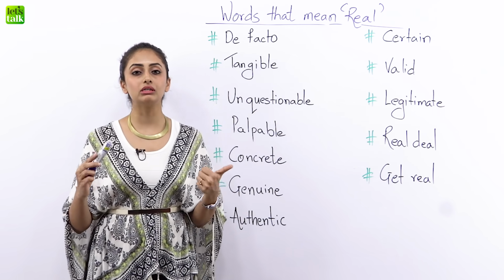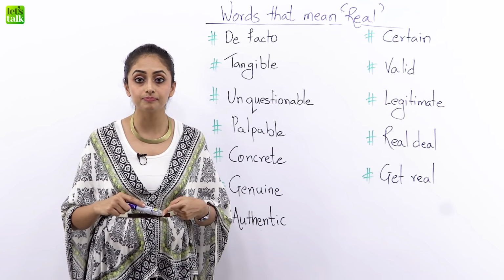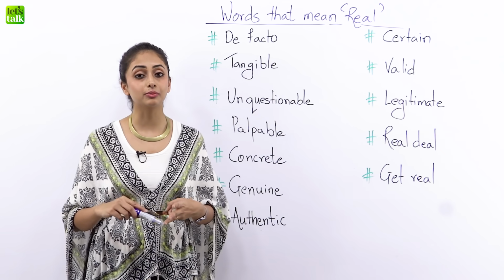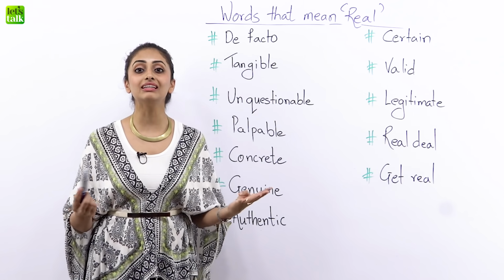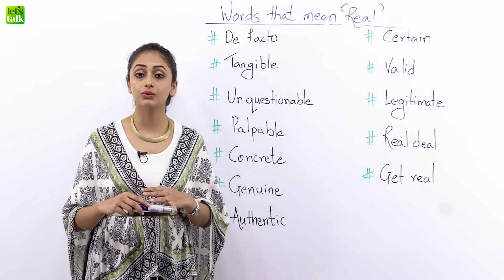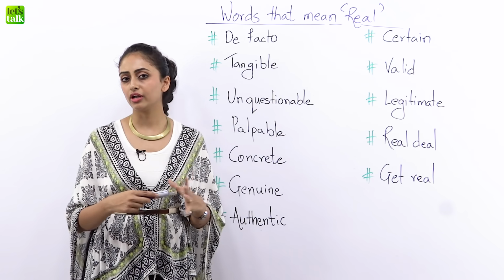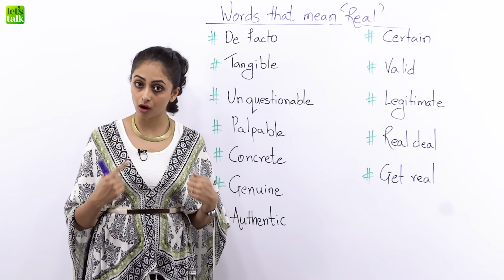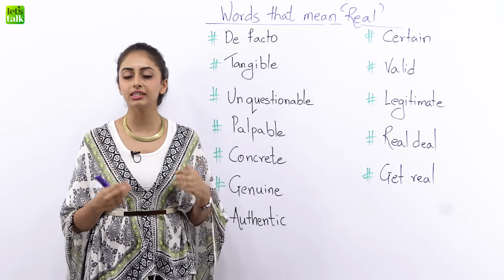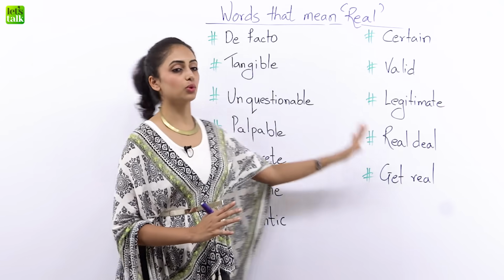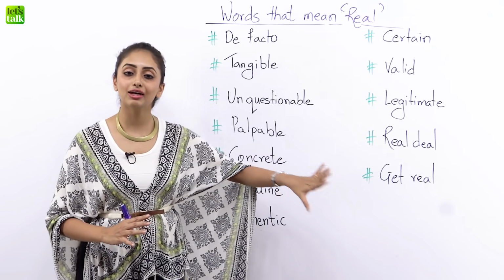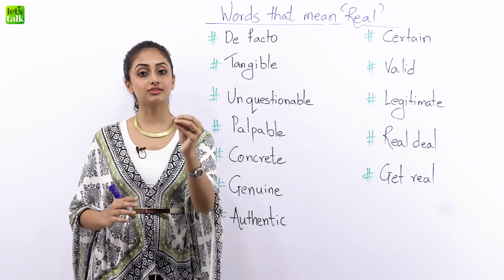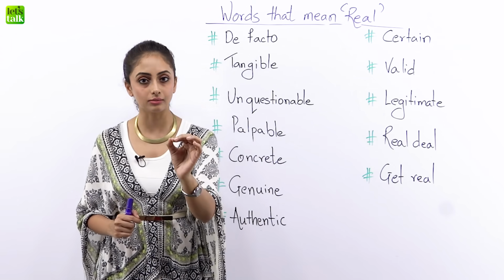We think about real as objects could be real, right? Places could be real. Documents could be real. Feelings could be real, right? General vibes or atmosphere could be real. But all these words right here actually are just different words used to describe the word real.